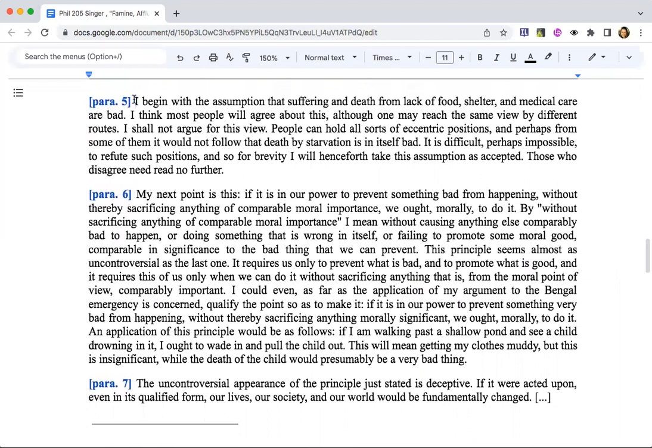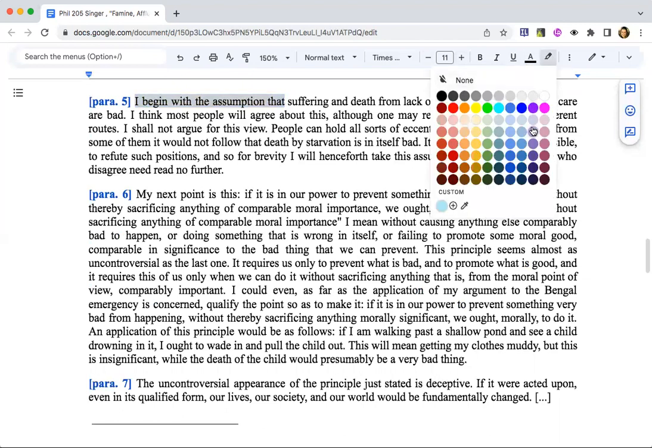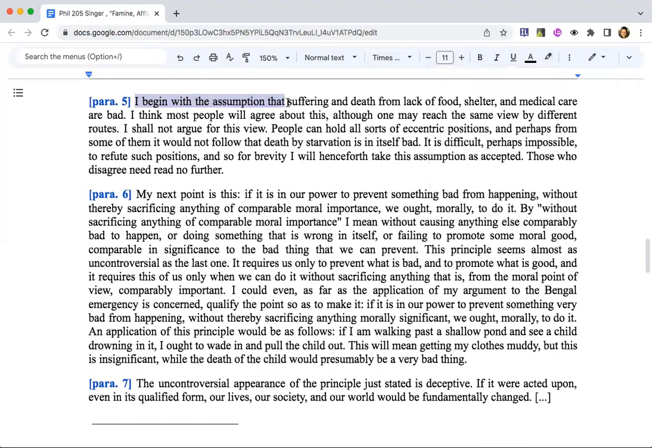Paragraph 5. "I begin with the assumption that..." Okay, the writer is using phrasing that tells us I'm about to state a premise. "Suffering and death from lack of food, shelter, and medical care are bad." That is a claim. "I think most people will agree about this, although one may reach the same view by different routes." I have taught this paper many times, and sometimes I begin with surveys, and I can attest that most people do indeed agree with this.